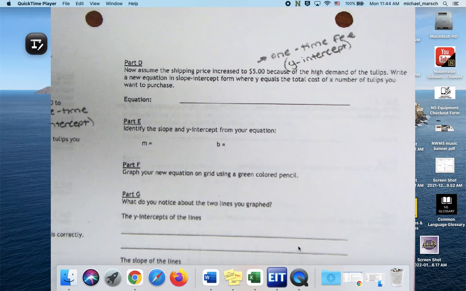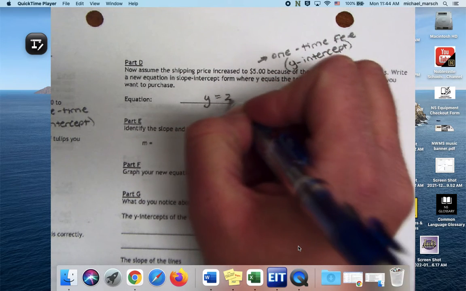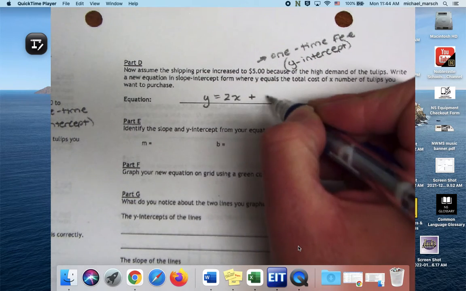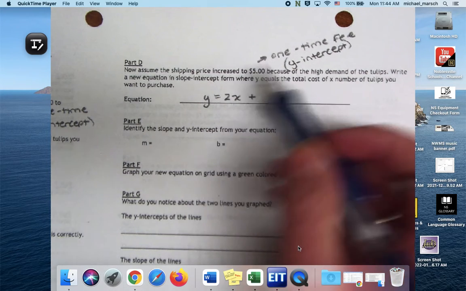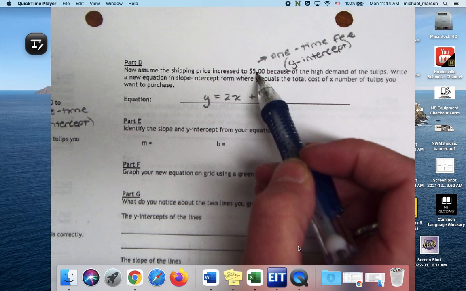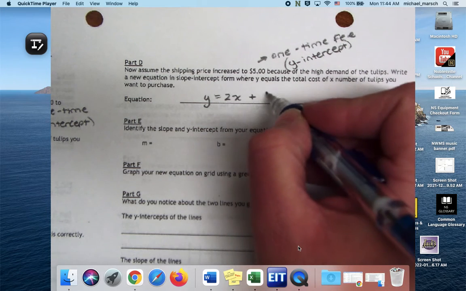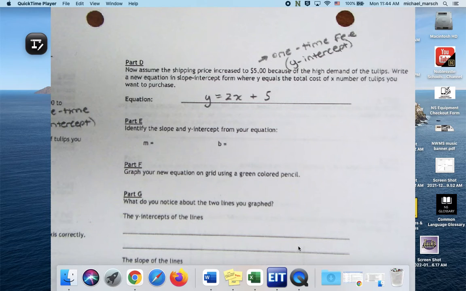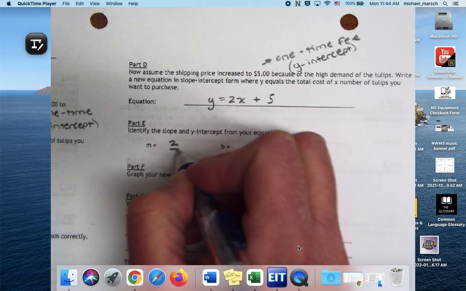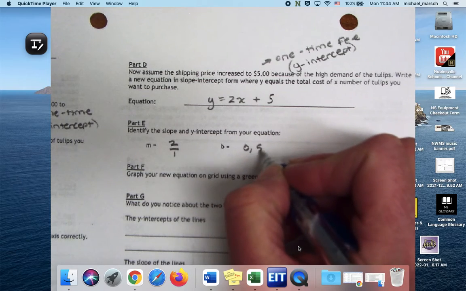So what's my equation going to be? Maggie? So y equals 2x plus 7. It didn't go up $5 more, it increased to $5. Oh, so it's just going to be plus 5. Yep. If it said it increased by $5 or increased $5, then yes, 7 would have been accurate for the y-intercept. So my slope is still 2/1, but now my y-intercept is (0, 5).